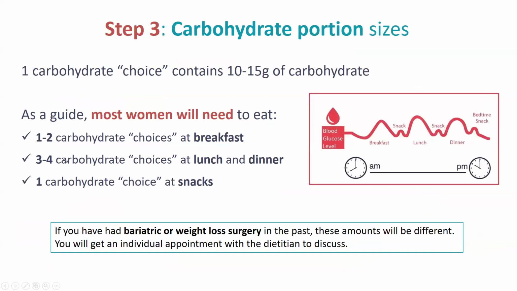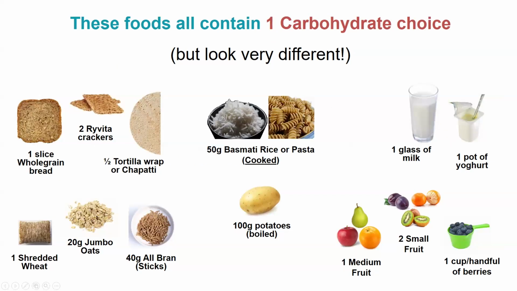Another example maybe for dinner. So maybe at dinner time, you decided to go for 4 carbohydrate choices at dinner. So you might decide to have a chicken curry and rice. So the chicken and vegetables, there'd be no carbohydrates in that. And then if we think you're going to have 4 carbohydrate choices for your evening meal, we know that 50 grams of cooked basmati rice is 1 carbohydrate choice. So that would mean that 200 grams of cooked basmati rice give you your 4 carbohydrate choices.